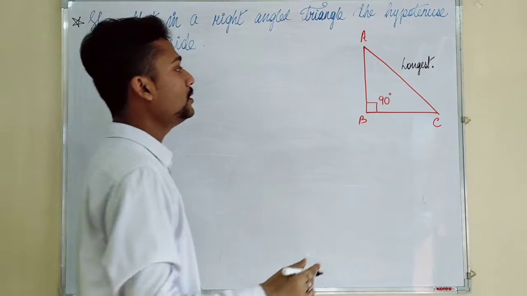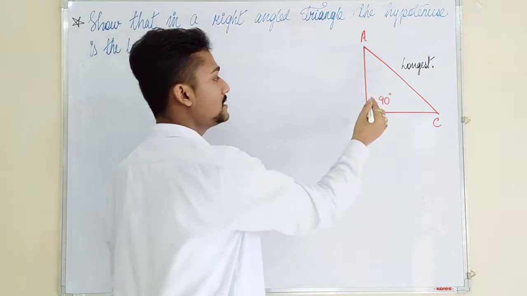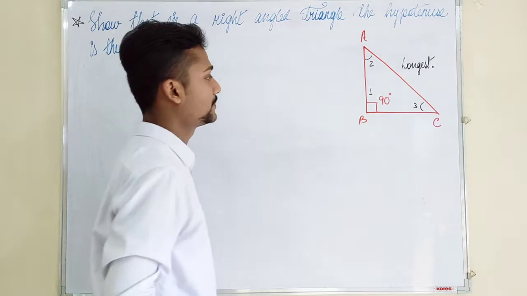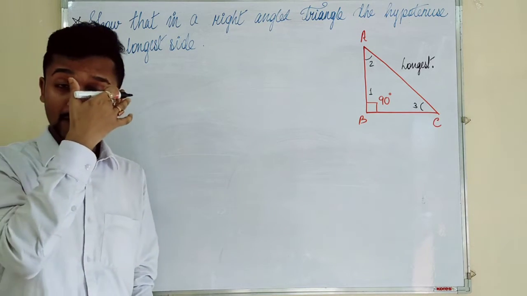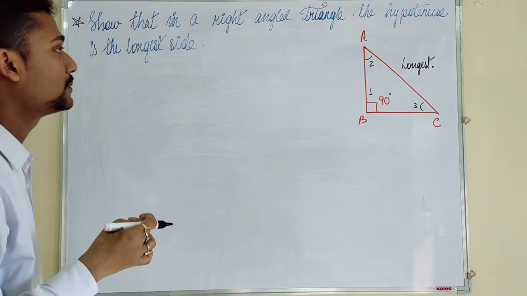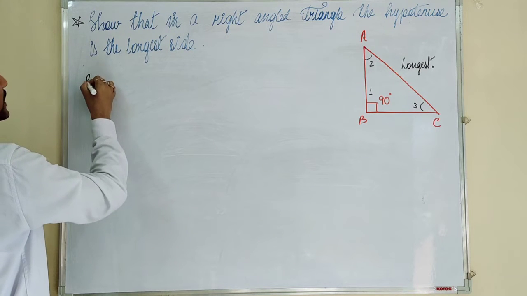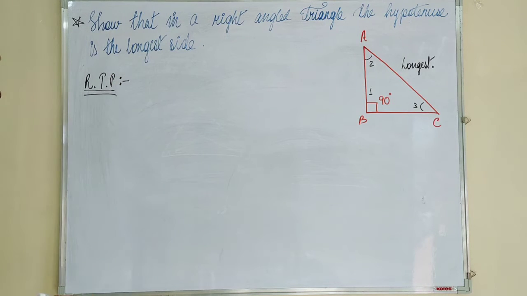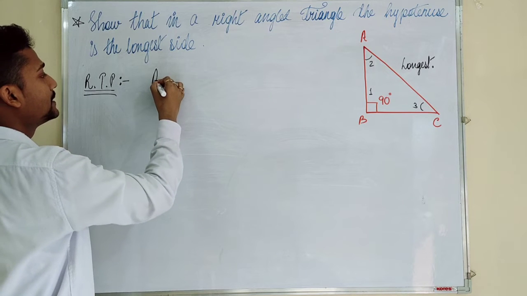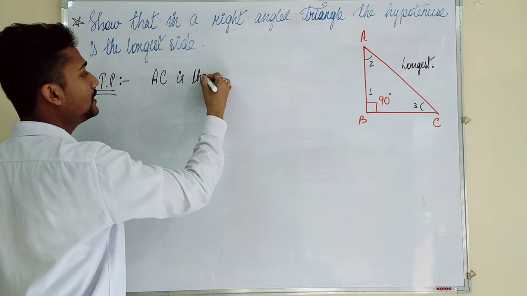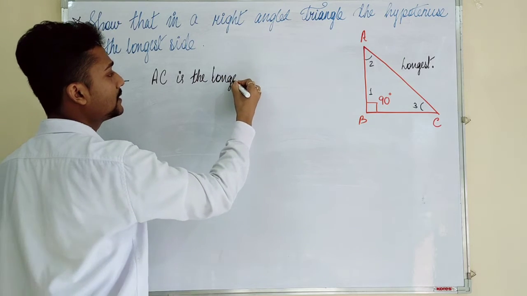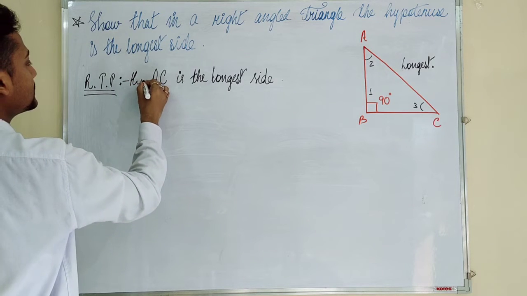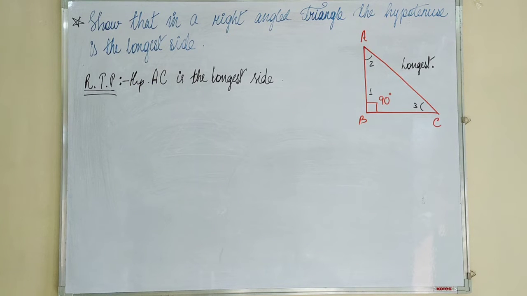Now, before starting with the solution, I just want to name the angles. Let this be angle 1, this be 2 and this be 3. I will not write given and required to prove, you can do that by yourself, because we have done so many. Still, required to prove, I just write it down here. AC is the longest side. You can mention here hypotenuse AC is the longest side.